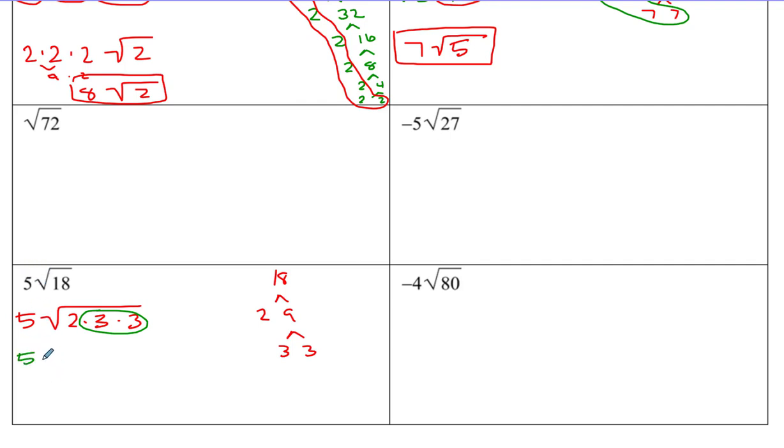So I now have 5 times, I'm taking out one group of 3. I got my 3 here. I got my radical, and there's a 2 right here. So then I get 15 radical 2.